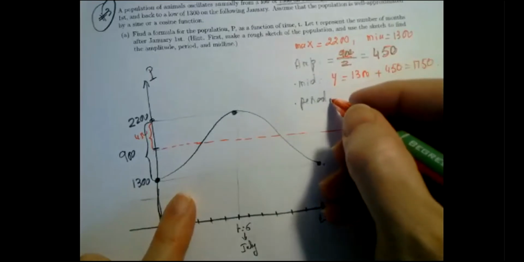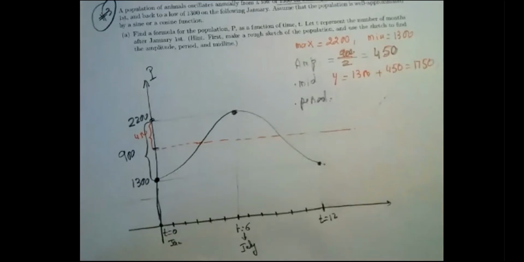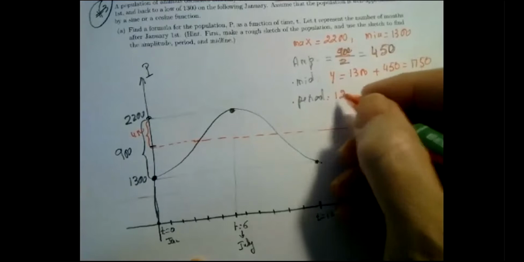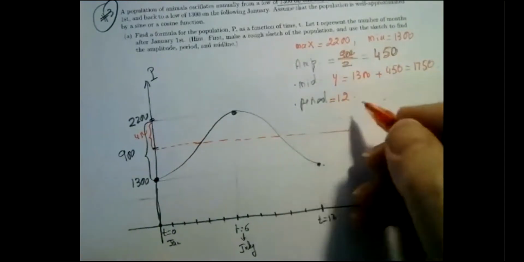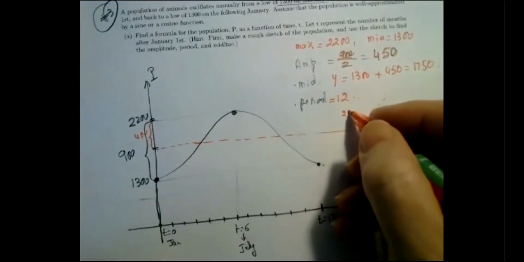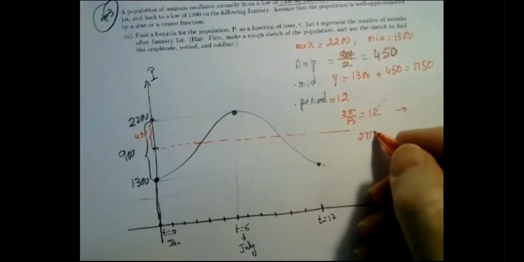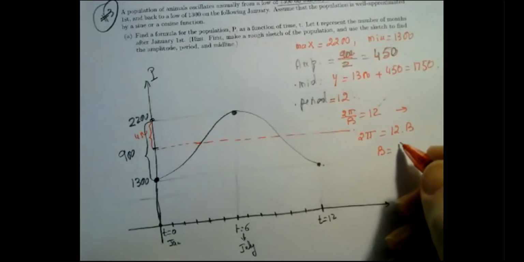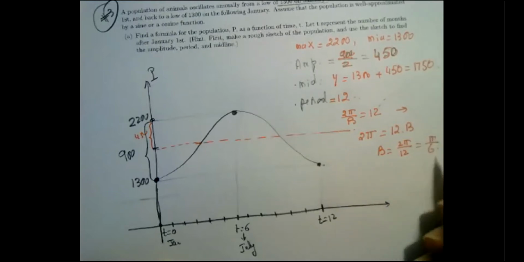And my period. The period is what in this problem? It means how often it is repeating itself. The period is 12. So every 12 months, we're assuming that the population repeats its behavior. So now to find the formula, we need the B. The period equal to 12 means 2 pi equals 12 times B. It means B is 2 pi over 12. Now we simplify, we get pi over 6.